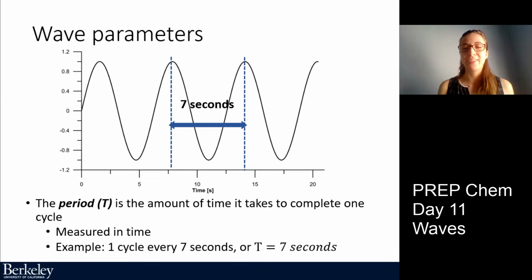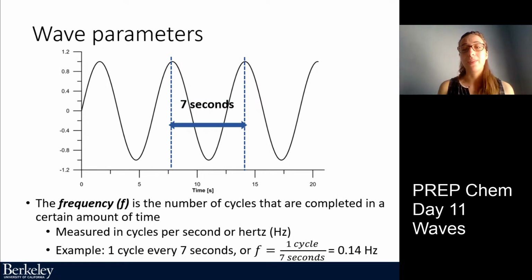And for some reason, period is always denoted with a T. I don't really know why, but if you ever see a T in reference to waves, that is always in reference to the period. So in this case, we would say that the wave makes one cycle every 7 seconds, or the period is 7 seconds.